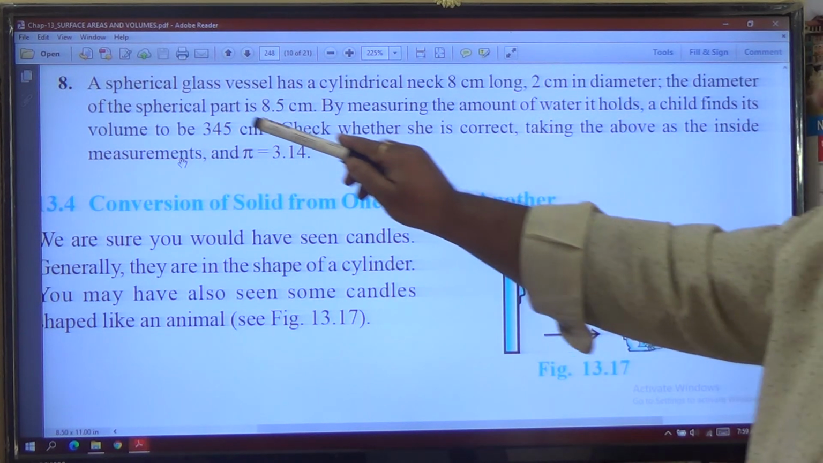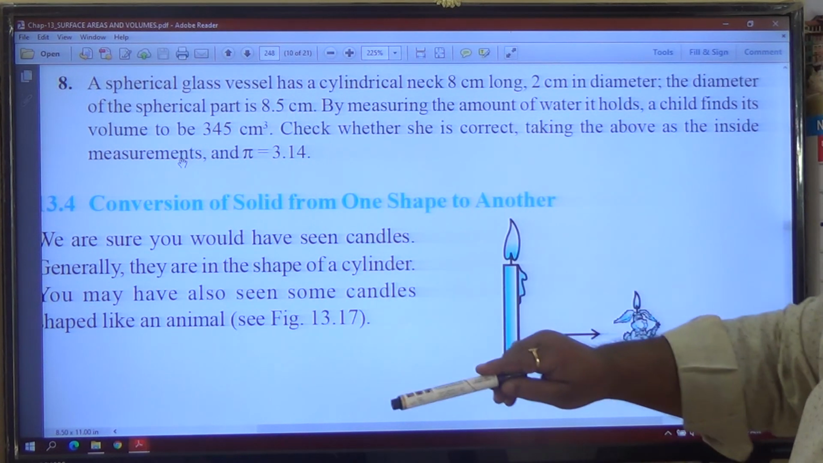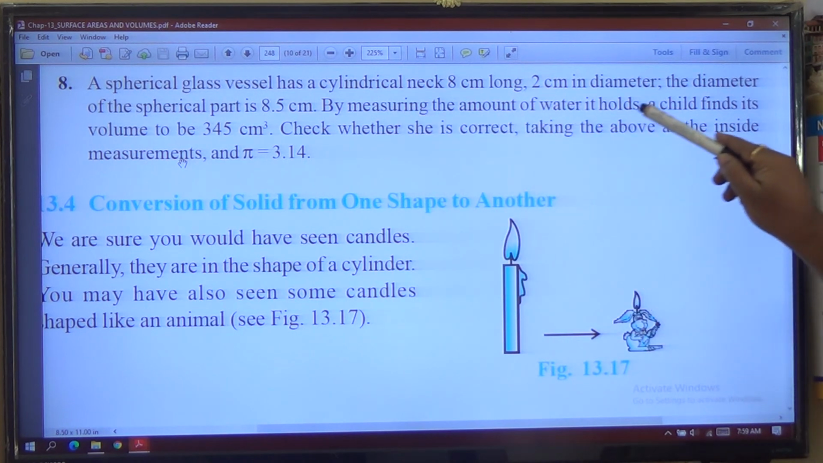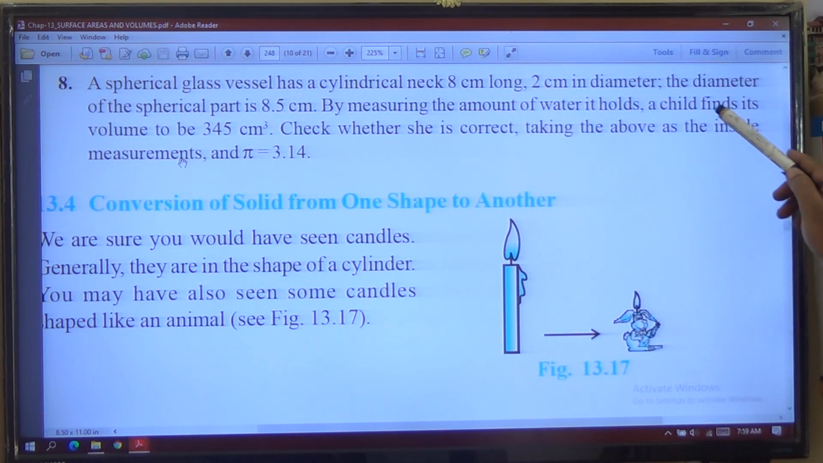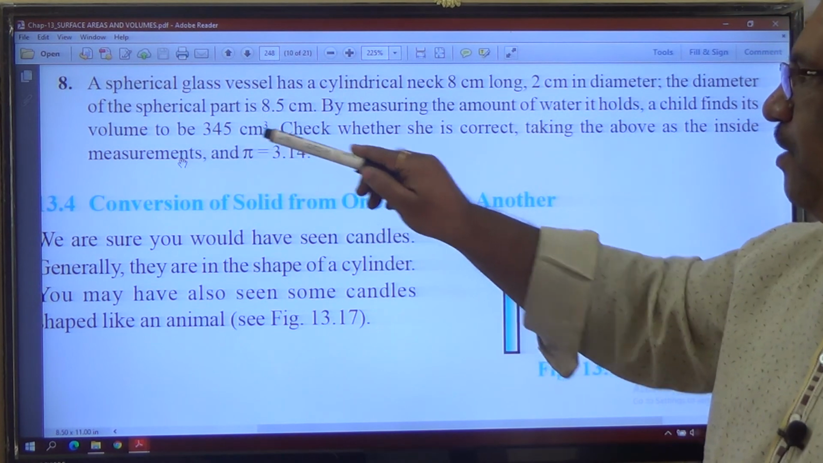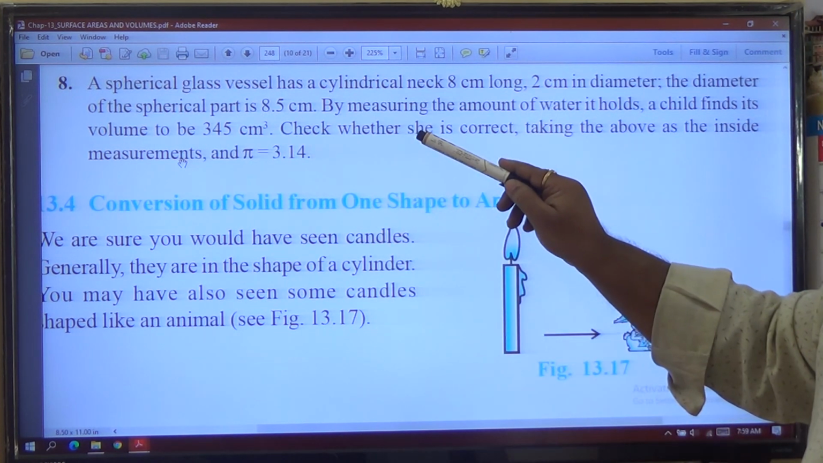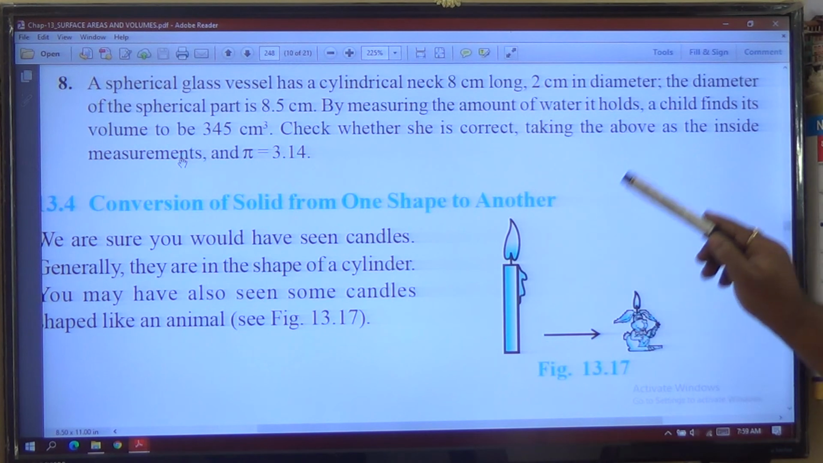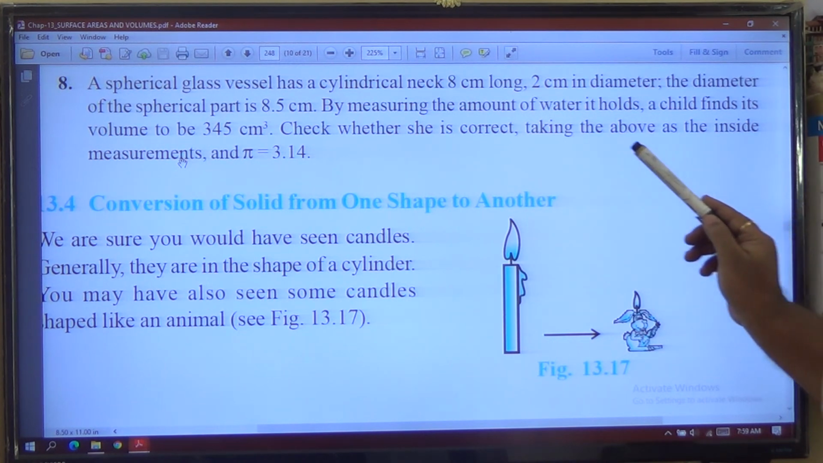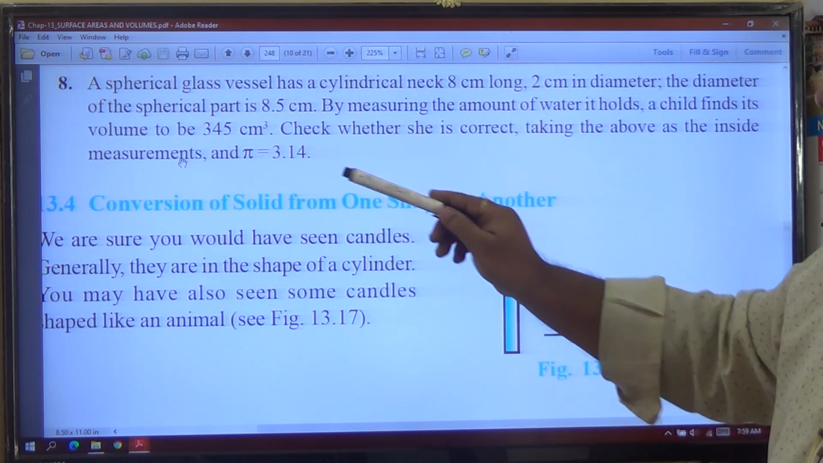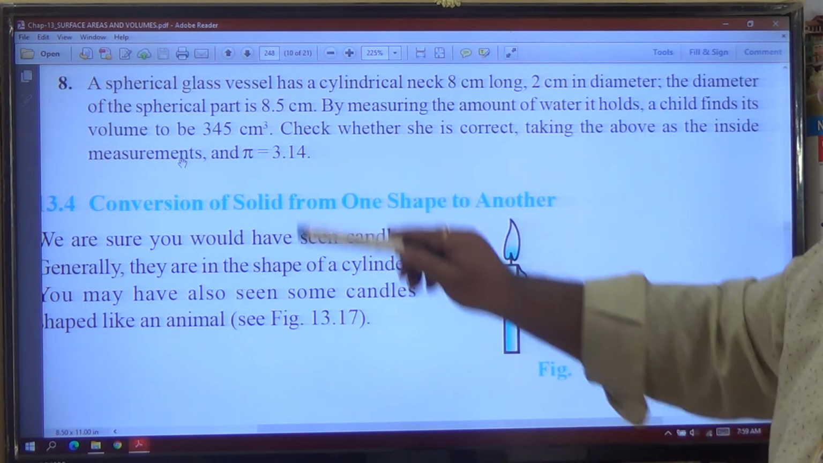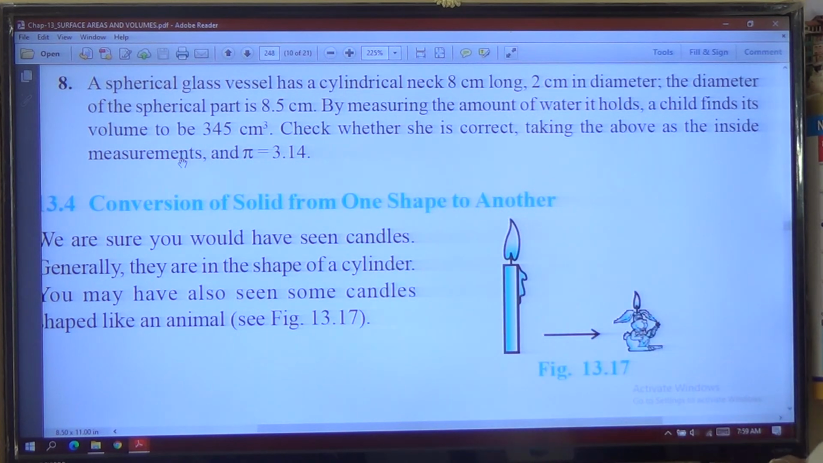The diameter of the spherical part is 8.5 centimeter. By measuring the amount of water it holds, a child finds its volume to be 345 cubic centimeter. Check whether she is correct, taking the above as inside measurements, and take pi equals 3.14. So let us solve this on the board.